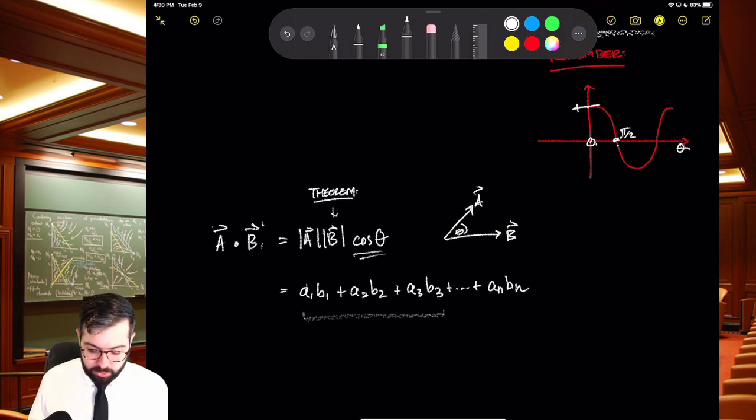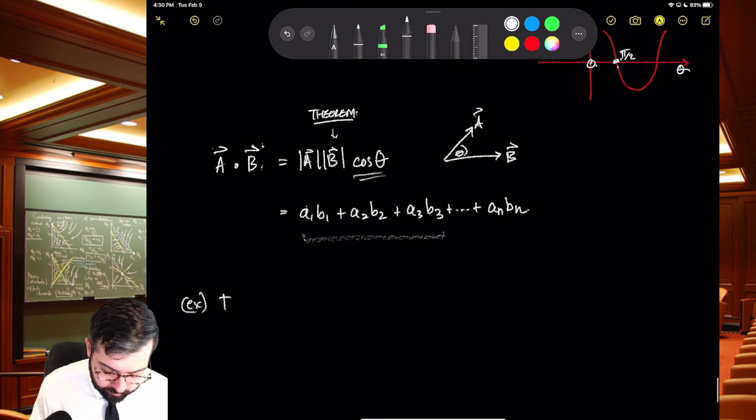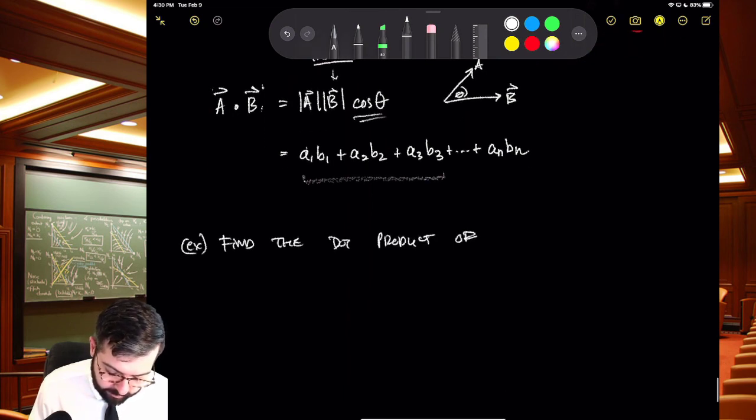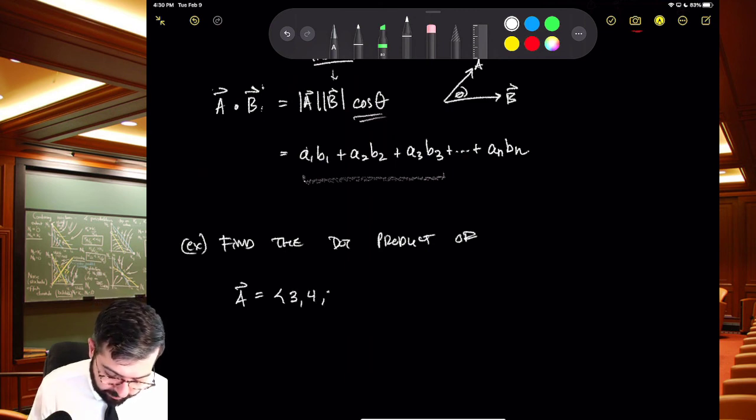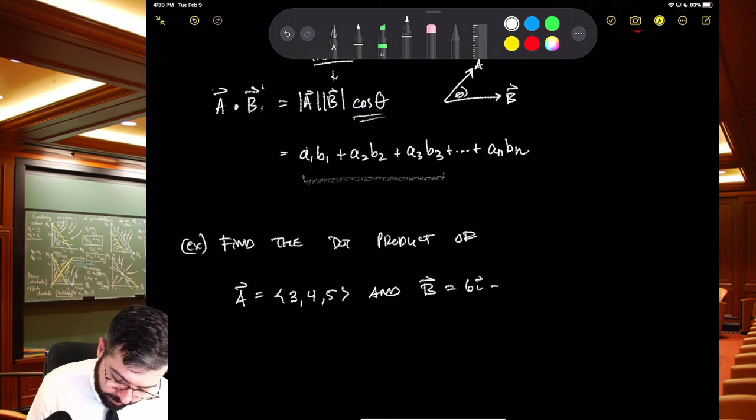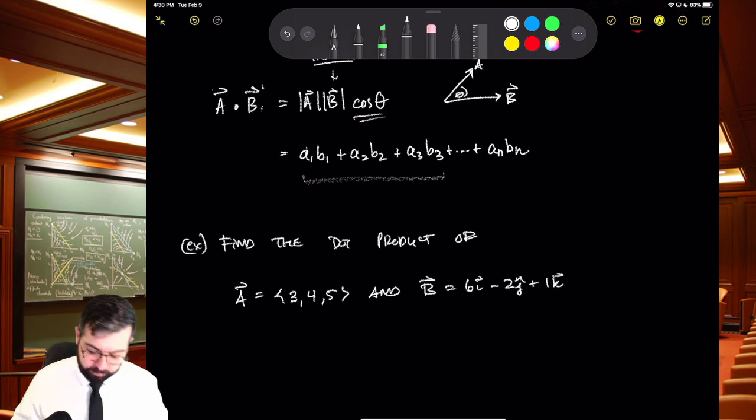Okay. So, as an example, find the dot product of A, which is, let's come up with one I've done already, it doesn't matter, 3, 4, 5. And B, which is 6i minus 2j plus 1k. Kind of blending some stuff together here.